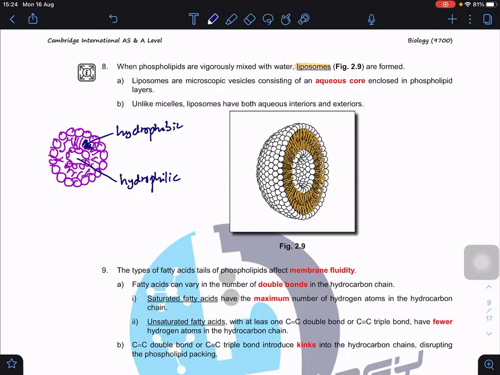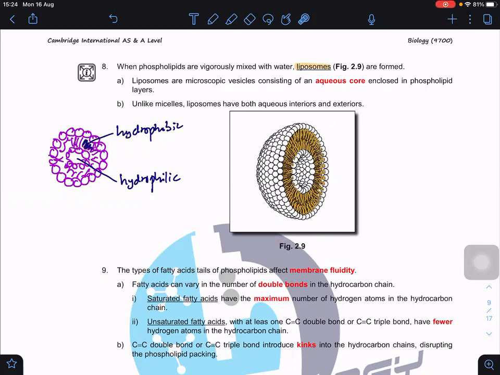Okay, structure of liposome. So liposomes are microscopic vesicles containing an aqueous core, we call it here aqueous, enclosed in the phospholipid bilayer. Unlike micelles, liposomes have both aqueous interior and exterior. So you can see that inside is aqueous. And here, can you see that? It's hydrophobic, and the exterior will be hydrophilic again.